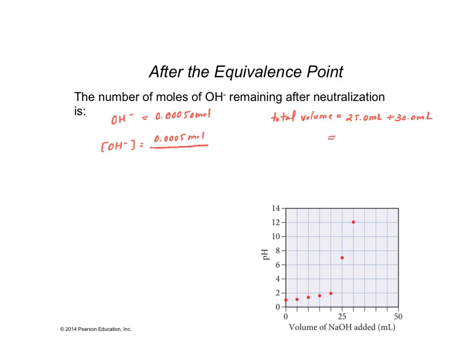All right, so total volume is 55 milliliters, which is equal to 0.055 liters. So we're going to take that and we're going to divide our number of moles by that total volume. And that's going to give us a concentration. So 0.0005 divided by 0.055 gives us a concentration of 0.0091 molar. Okay, and this is the OH minus concentration.